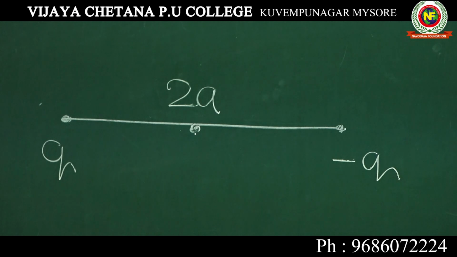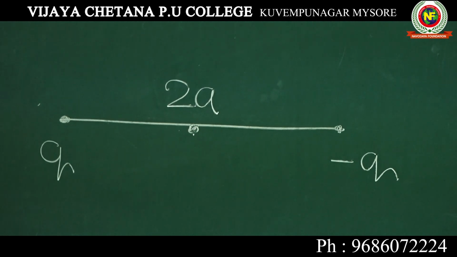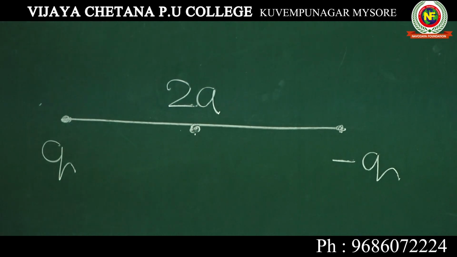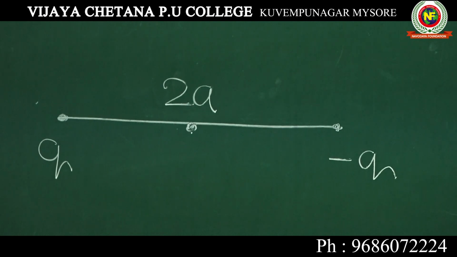A dipole is a system of two equal charges of unlike nature separated by some small distance. Such an arrangement is called an electric dipole. Okay. Now, this dipole is characterized in terms of a physical quantity called dipole moment.